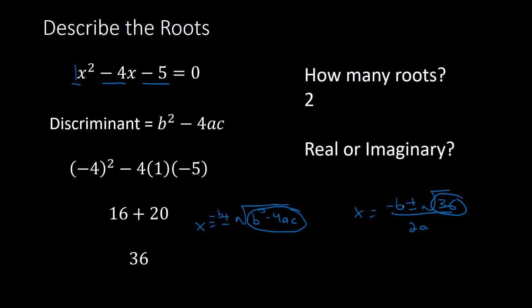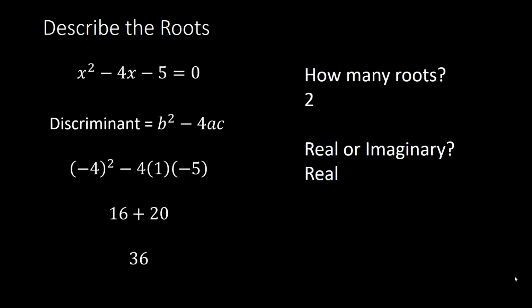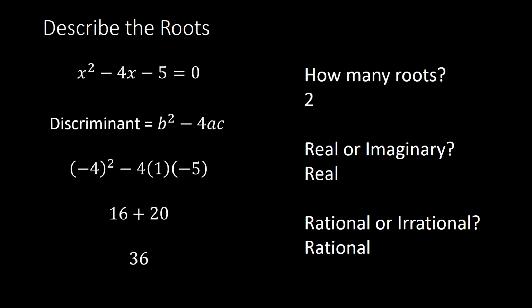And then real or imaginary? Well, it's a positive number, so the square root of a positive number is going to be real. And the next question is, will it be rational or irrational? Well, the square root of 36 is a perfect square, so that's going to be rational. So we found the discriminant and we can describe the roots from that.